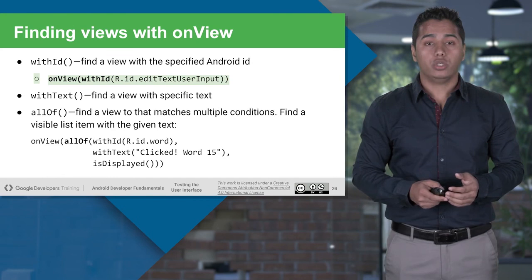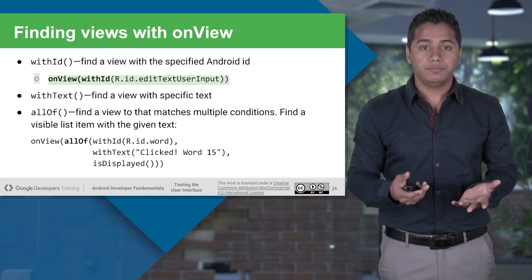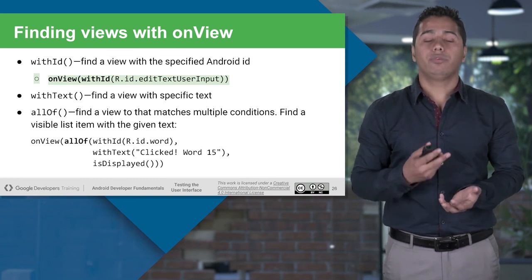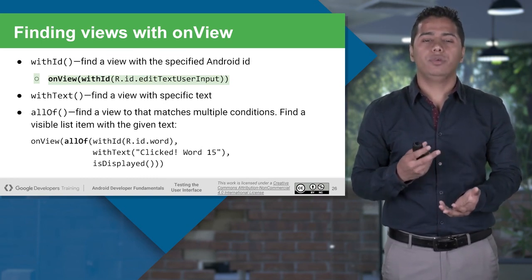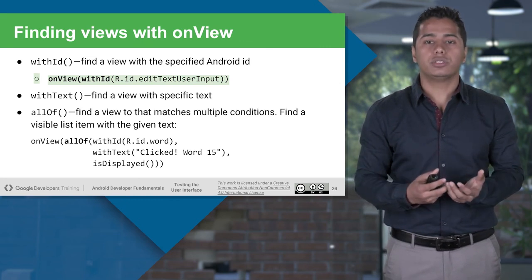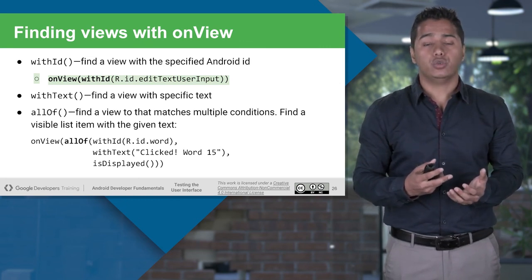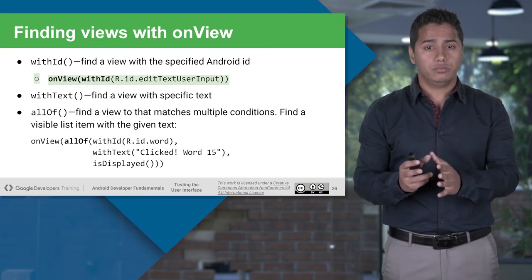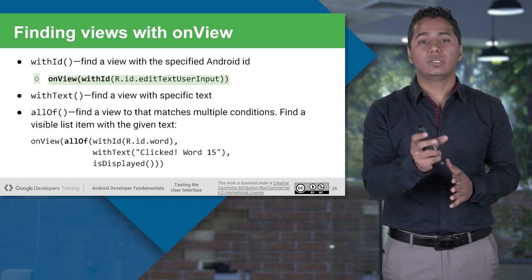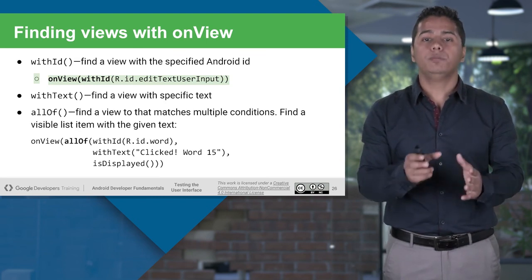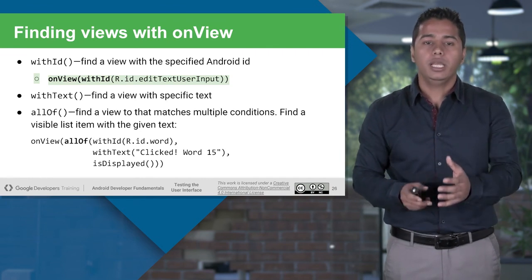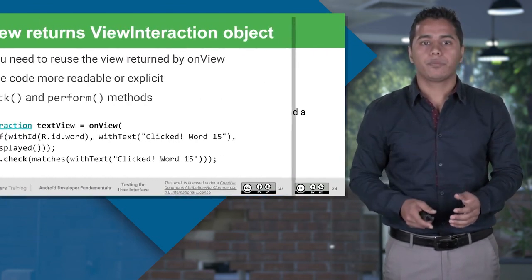So you can find the views with the help of ID, or you can find the views with the help of text also, or you can find the views using allOf. Now, allOf will be used when you have more than one condition, or multiple conditions, to find your view. Like it should have an ID R.id.word, plus it should have a text that is "clicked word 15", and it should be displayed. So you can see there are three conditions. Until all these three conditions are met, your view will not be identified.